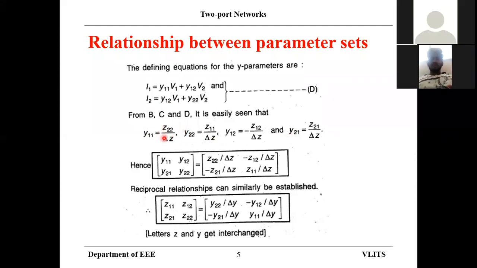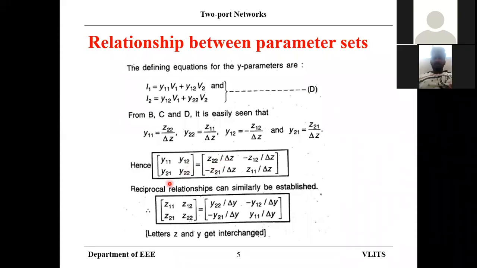So if you write these equations in a matrix form, then y11, y12, and y21, y22. Here in the place of y11, what you are having is z22 by delta z, and in the place of y12, what you are having is minus z12 by delta z. Similarly y21 and y22. So now this is how we can find the relation between the different parameter sets. This is the relation between the y and z parameters.